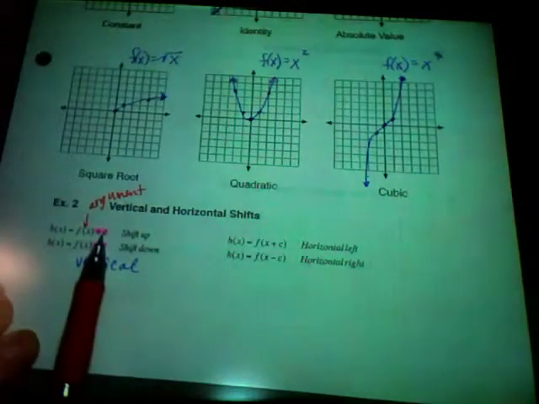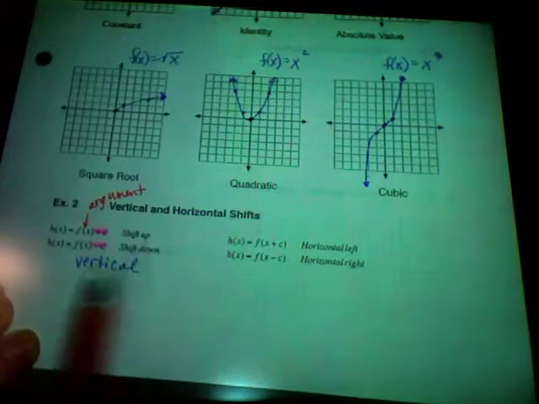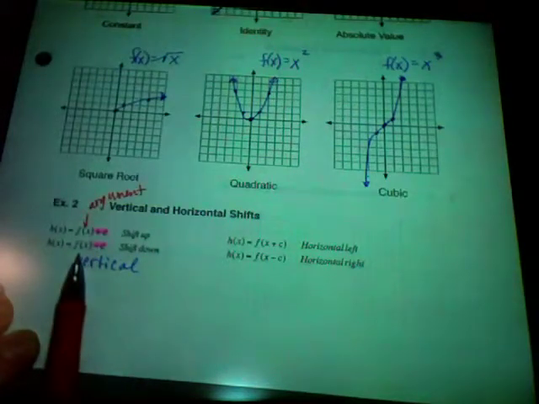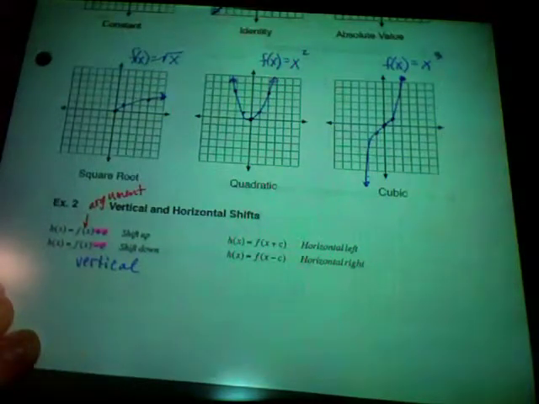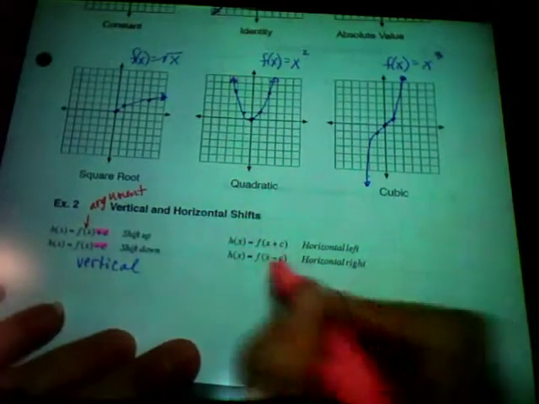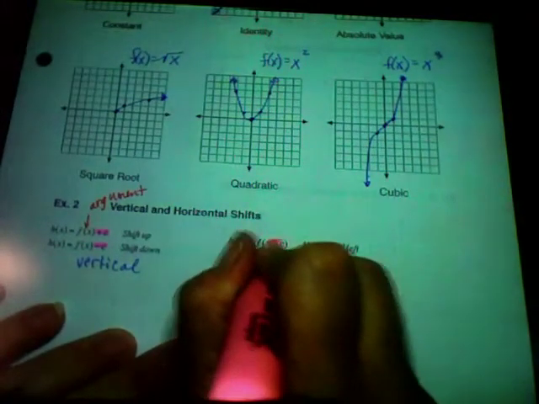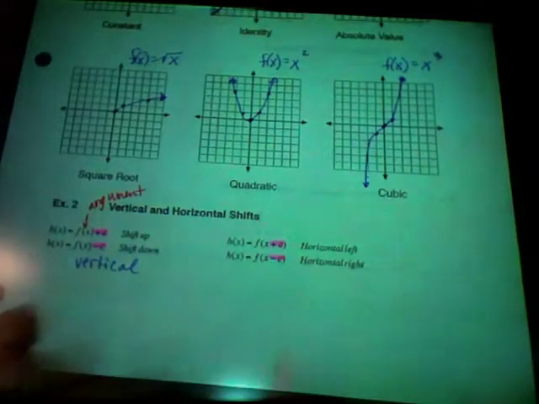If we're adding something outside of it, we shift up. If we're subtracting something outside of parentheses, which is what you're going to actually end up seeing, we shift down. So exactly the same sign. Positive up, negative down. But look what happens when that c is inside the argument, when we have a plus c and a minus c inside the argument.